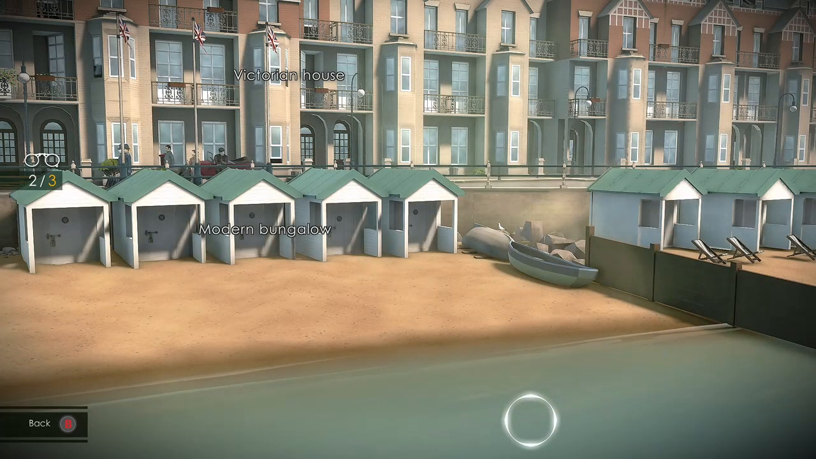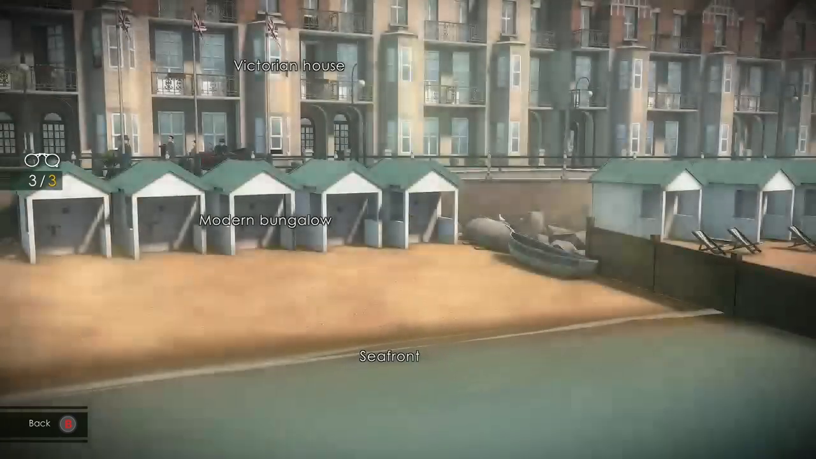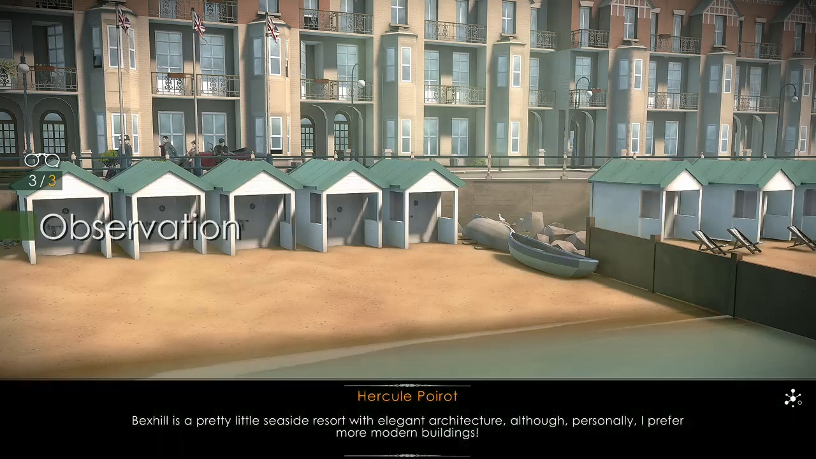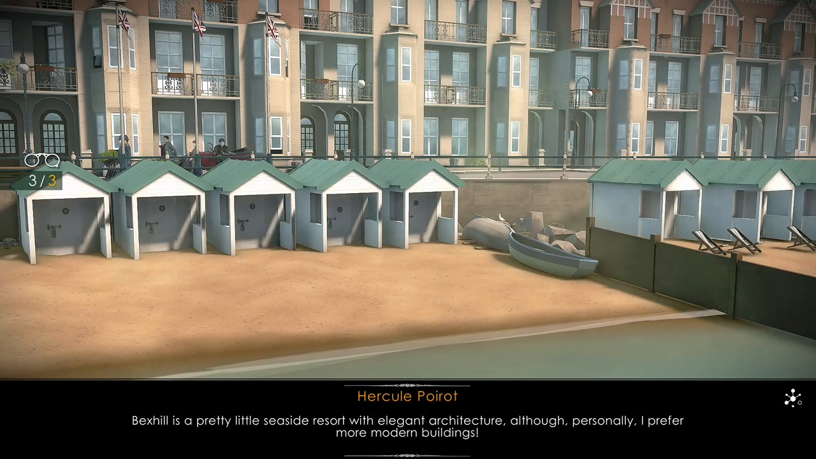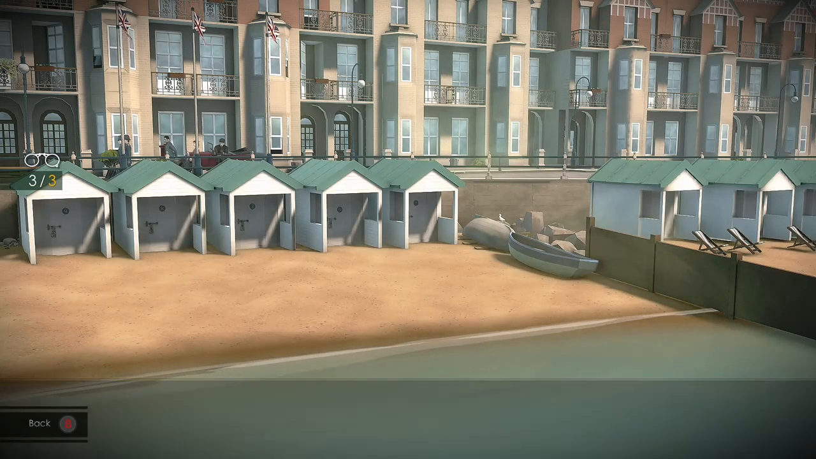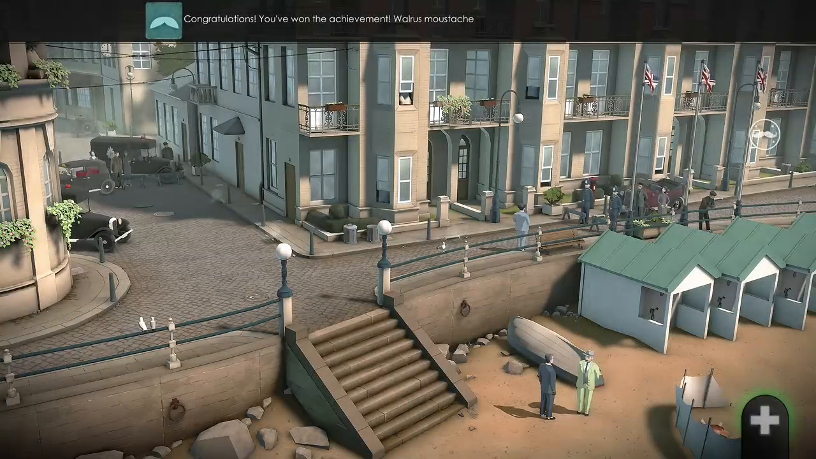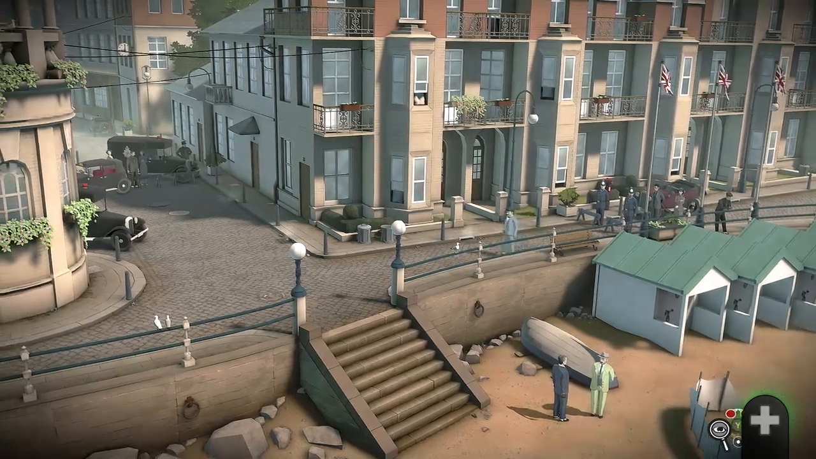Bexhill is a pretty little seaside resort with elegant architecture, although personally I prefer more modern buildings. Right there. Oh, that's our car. Taxi, whatever.